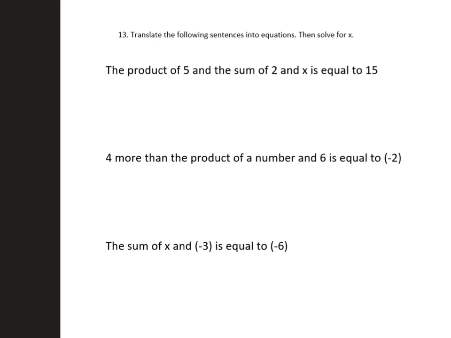Question 13 asks us to translate the following sentences into equations. So if I have the product of 5 and the sum of 2 and x is equal to 15, I know that is equal to 15. And then I have the product of 5 and the sum of 2 and x. The sum of, I know I'll need parentheses, so sum is addition, 2 plus x. And when I'm taking the product of something, I'm multiplying, so I'm going to have 5 on the outside of my parentheses to be multiplied by all of that.